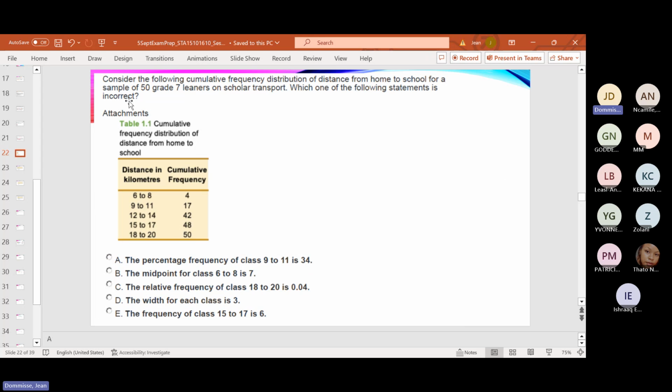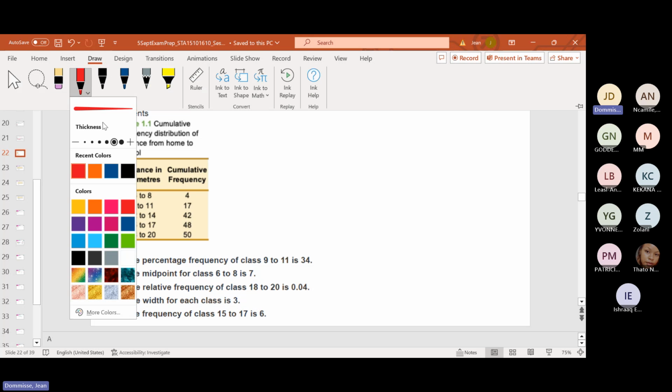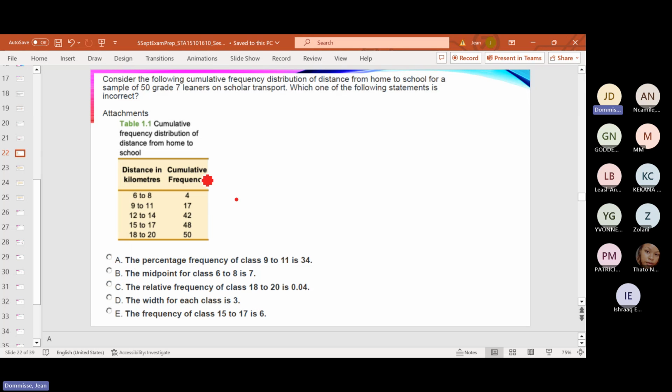Okay, so consider the following cumulative frequency. So you can see there is class width, there's cumulative frequency given. So they might ask us certain questions to work out the frequency. They might ask us to work out the width of this class. So there might be different questions.